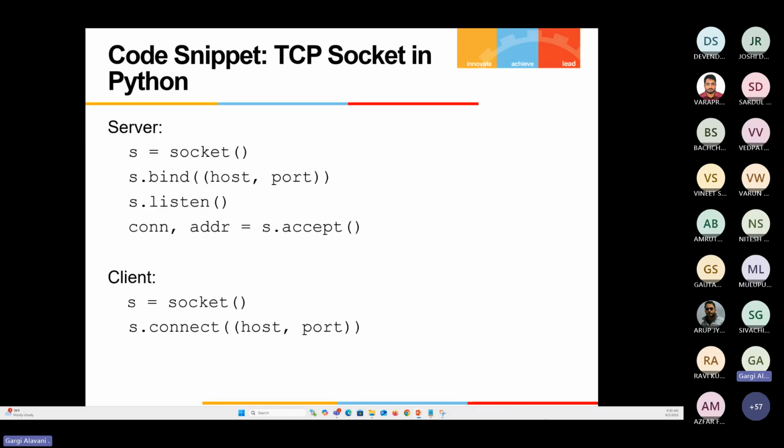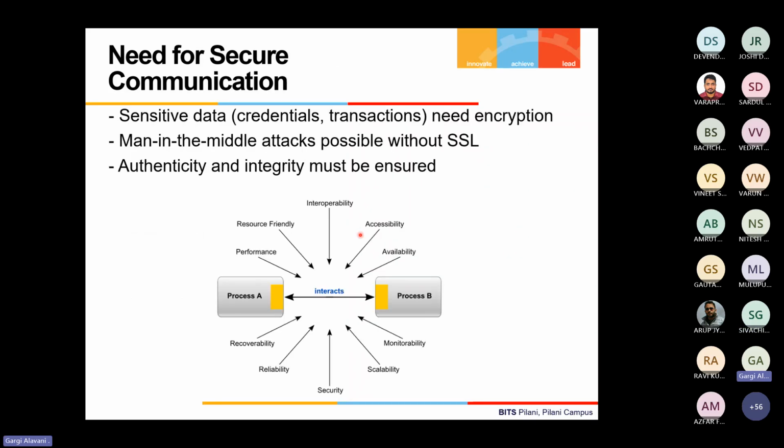So if you want to try this in Python, it's quite easy. You can create a TCP socket in Python using these functions. On the server side you'll need socket, bind, listen, and then accept. On the client side you'll need a socket and connect. If you're interested, you can spend some time and try this out using Python because most of you are comfortable with Python.